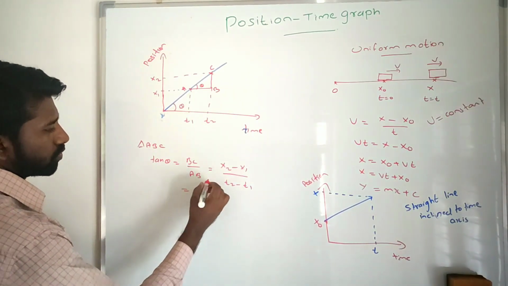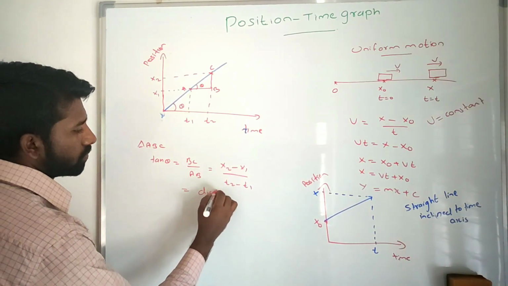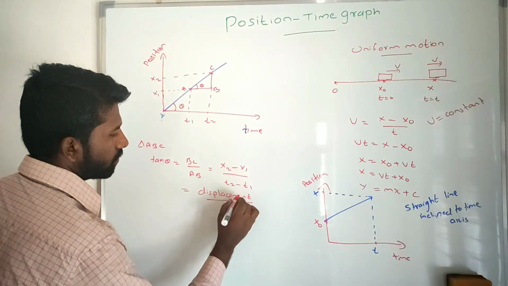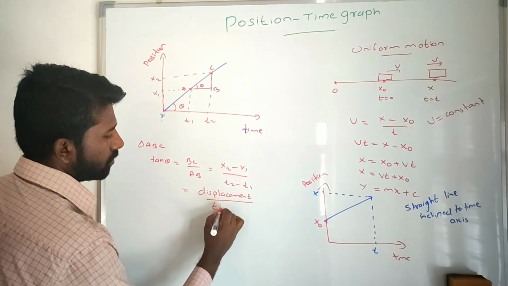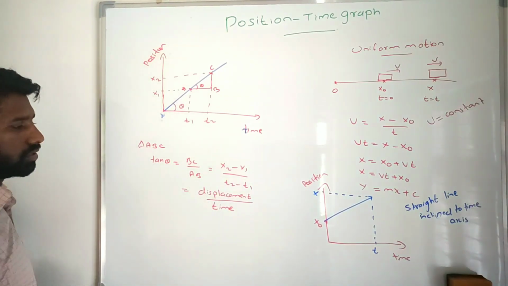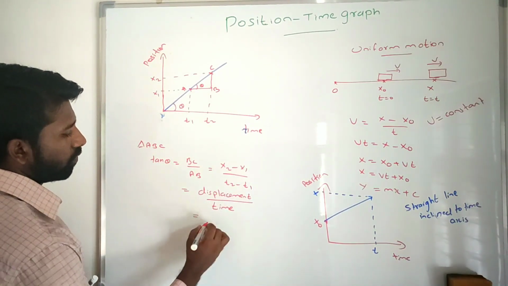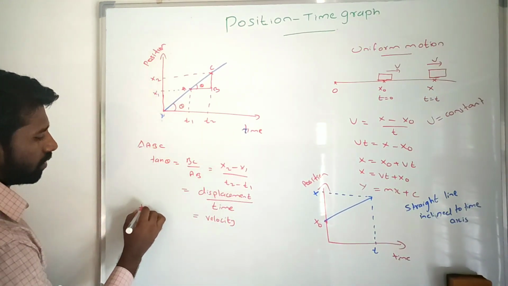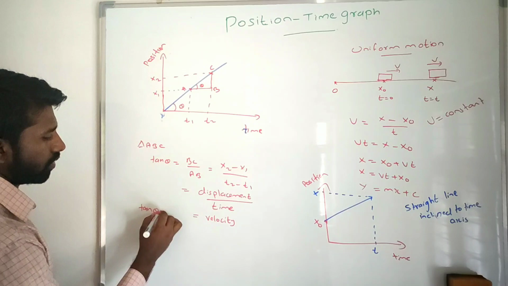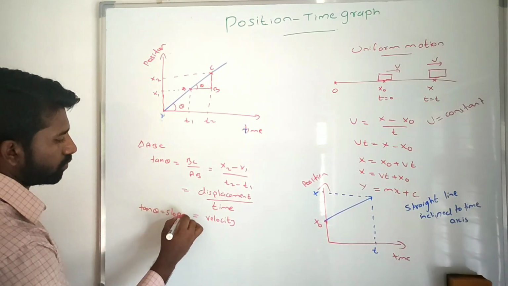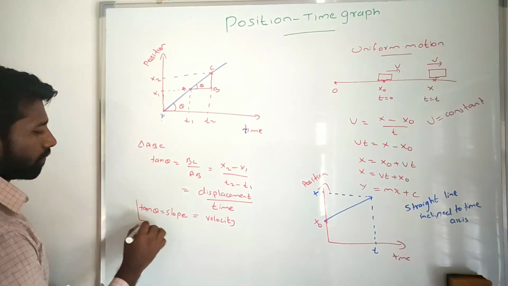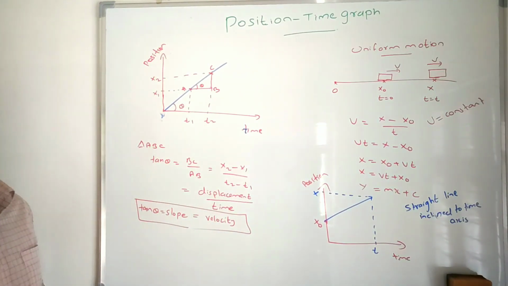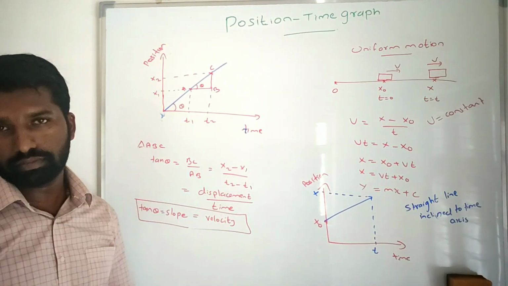Okay, so what is x2 minus x1? That is displacement. Displacement divided by time. This displacement divided by time is what? Velocity. So tan theta is equal to slope is equal to velocity. So the slope of a position time graph is velocity.